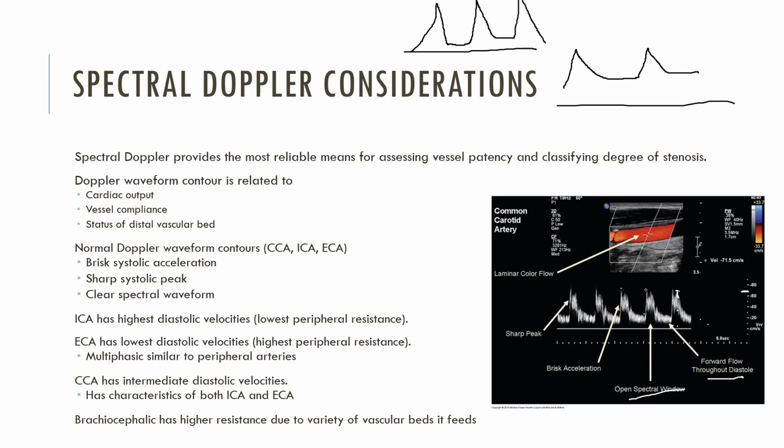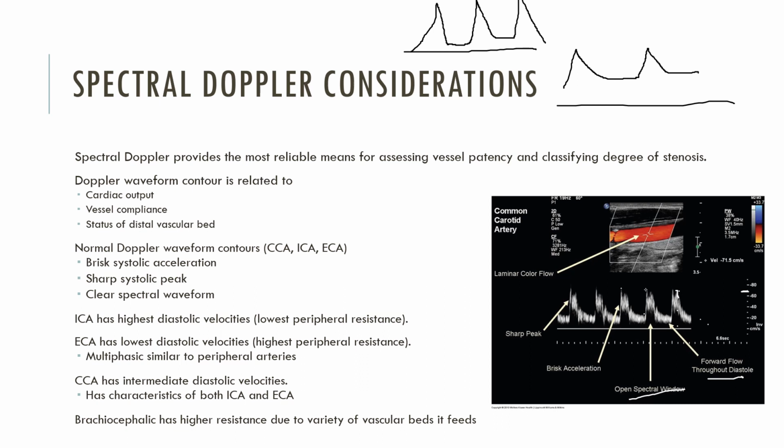Now, if we know that the common carotid is feeding both of these arteries, the common carotid then is going to look like ICA plus ECA. It's going to have characteristics of both of these waveforms. So we see this really high, nice systolic peak, good forward flow, and yet the end diastole is going to fall a little bit closer to zero than it would in my ICA. And that's what I expect because I know what's upstream, what's ahead.